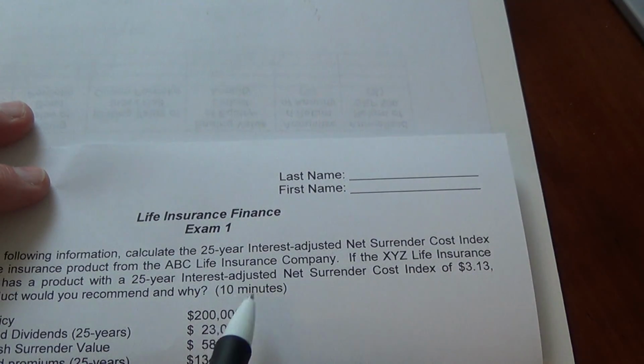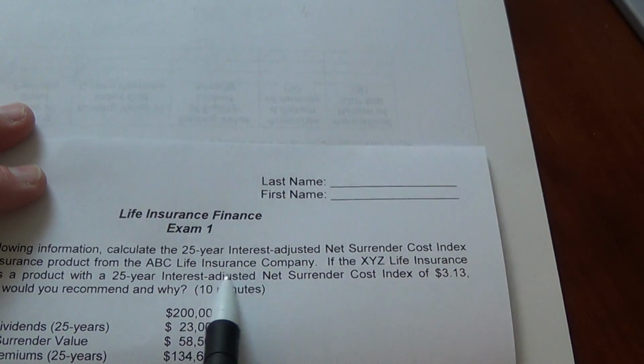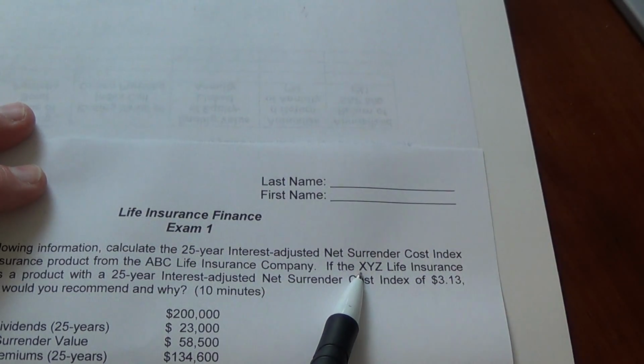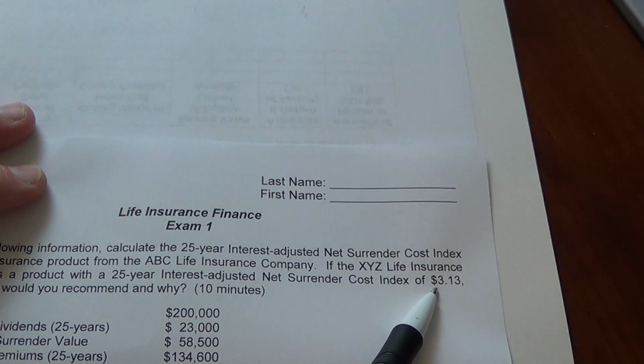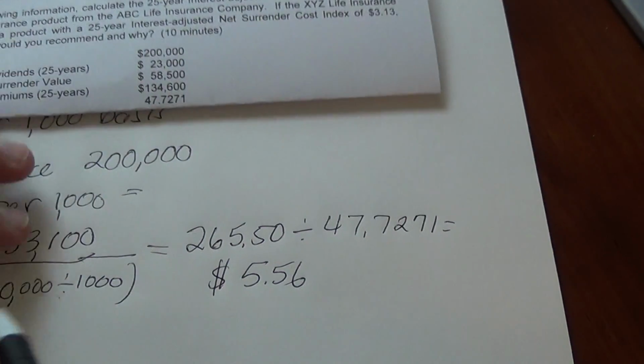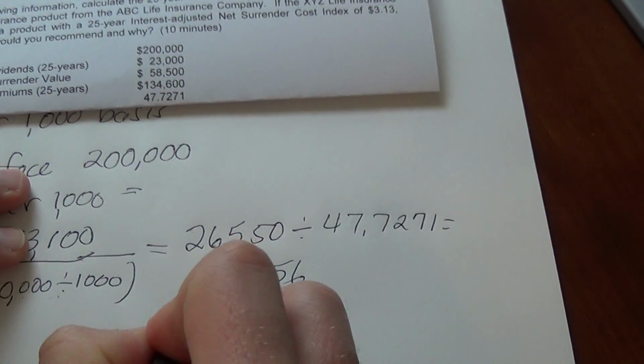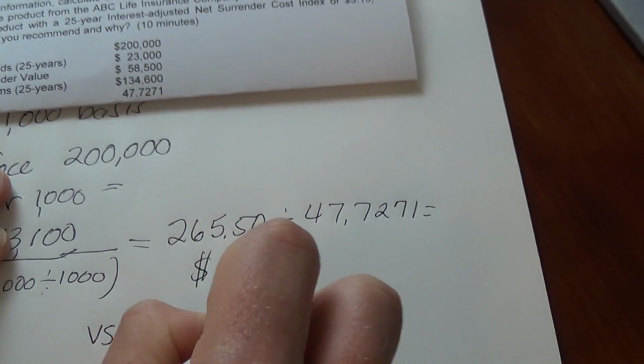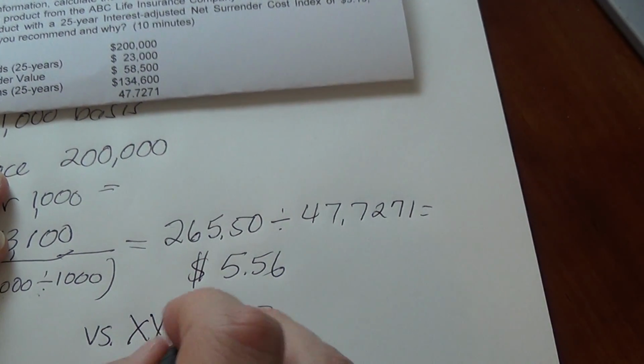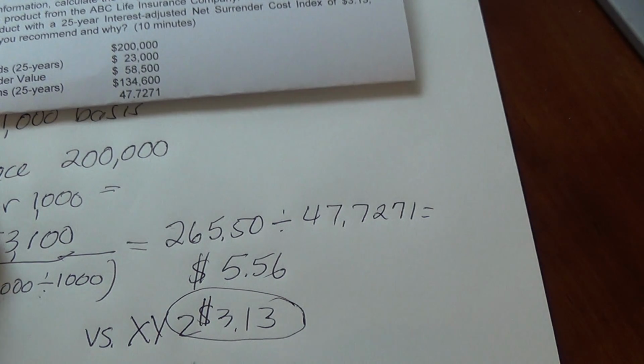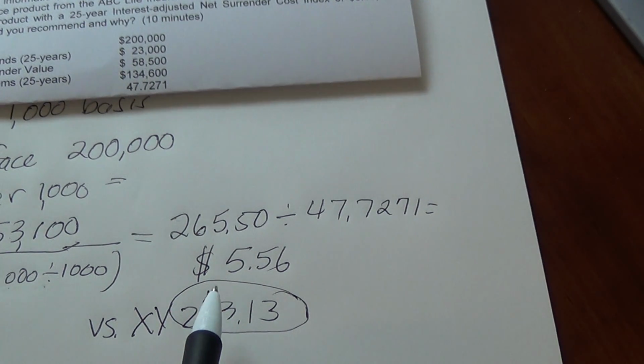and we want to find another policy that has similar characteristics, and we look at this other policy. There's a policy offered by the XYZ company, and they have a net surrender cost index of $3.13. So versus XYZ, $3.13, what do you do? Well, you pick XYZ's policy, and it's really simple. You pick the policy that has the lower net interest adjusted surrender cost index. In this case, XYZ has the better product because their cost was only $3.13 versus ABC's product, which was $5.56.